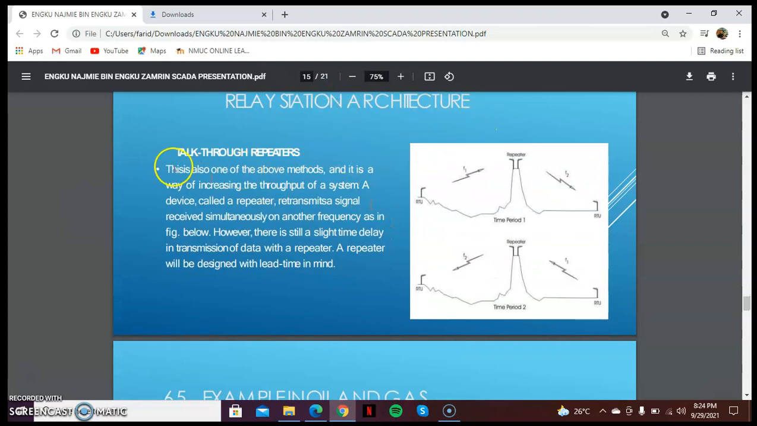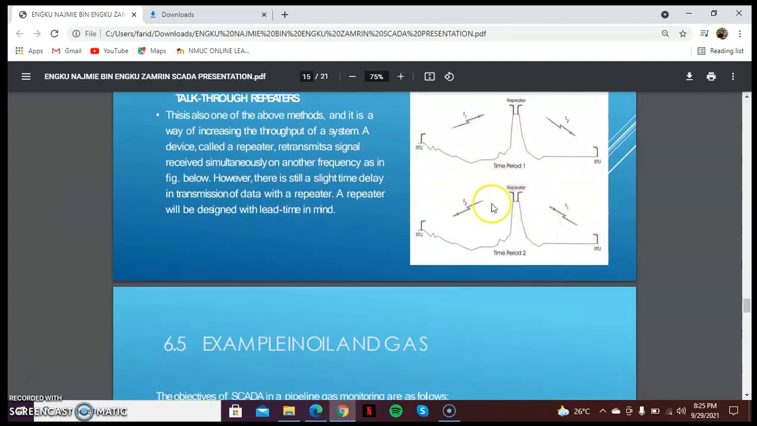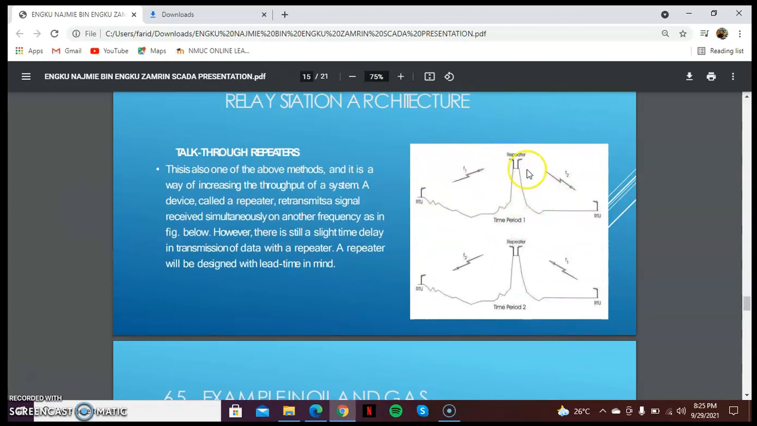Relay station architecture, using a repeater. This is also one of the above methods, and it is a way of increasing the throughput of a system. A device called a repeater retransmits the signal it receives on another frequency, as in the figure below. However, there is a slight time delay in the transmission of data with a repeater. A repeater will be designed with lead time in mind. So this is a repeater that I've shown.